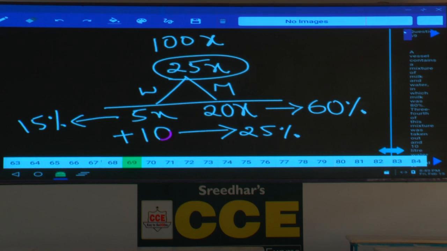Now 25x, excluding the 10 liters, right. Come on. If 25% is equal to 10 liters, what is 100%?